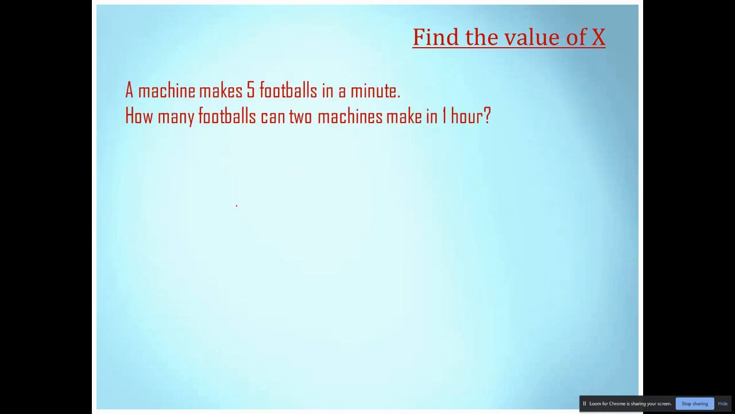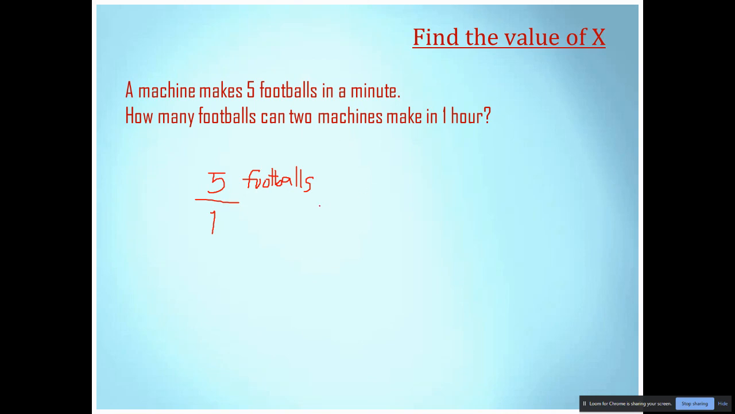All right, this one, the last one. A machine makes 5 footballs in a minute. I'm going to write that down here so you won't be confused. That means 1 minute. How many footballs can two machines make in 1 hour? Again, one machine can make 5 footballs in a minute. Now, how many footballs can two machines make in 1 hour?